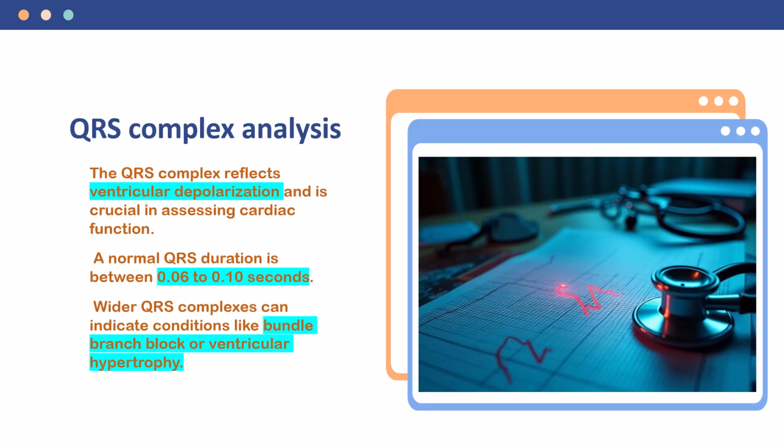QRS complex. What is the QRS complex? It reflects the ventricular depolarization, and it tells you how well your ventricles are pumping. A normal QRS duration is short, between 0.06 to 0.10 seconds. When your QRS complexes are wide, they generally show some ventricular hypertrophy or bundle branch block.